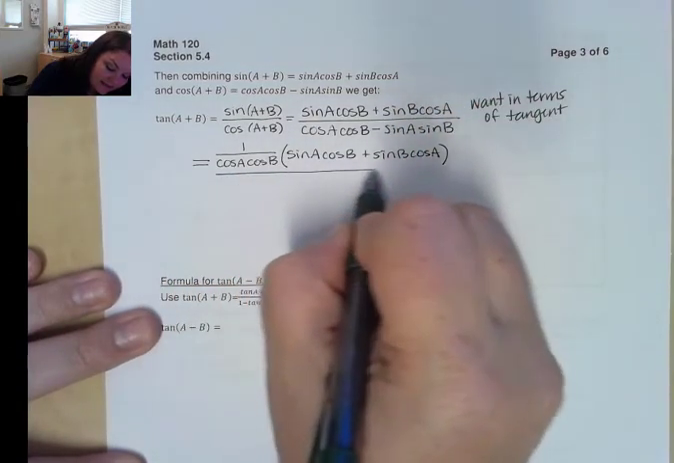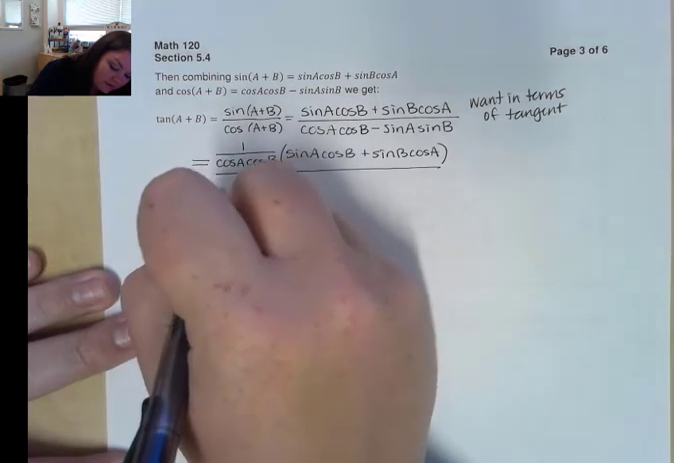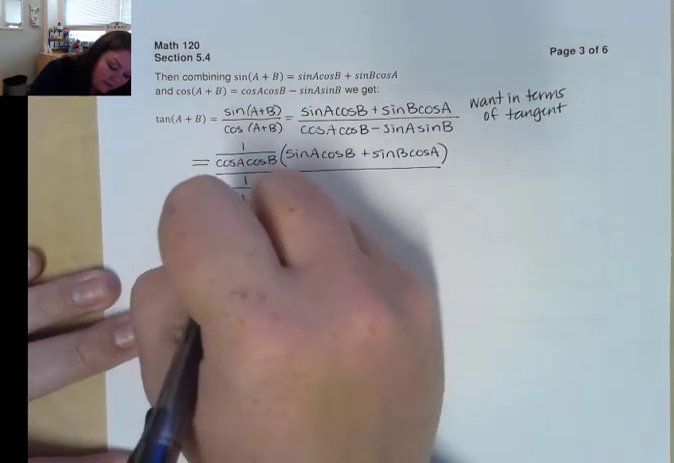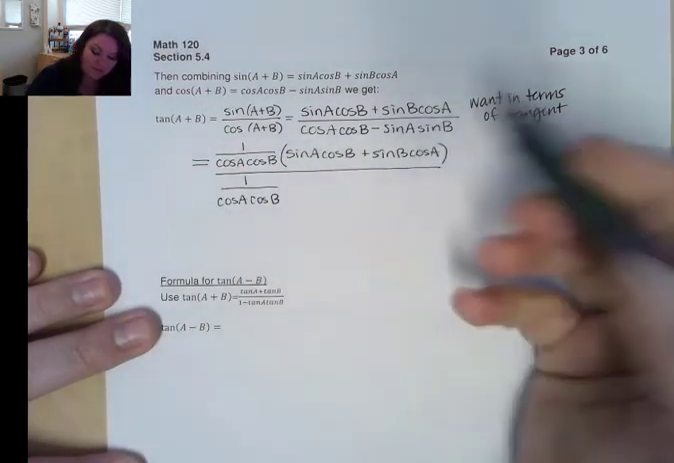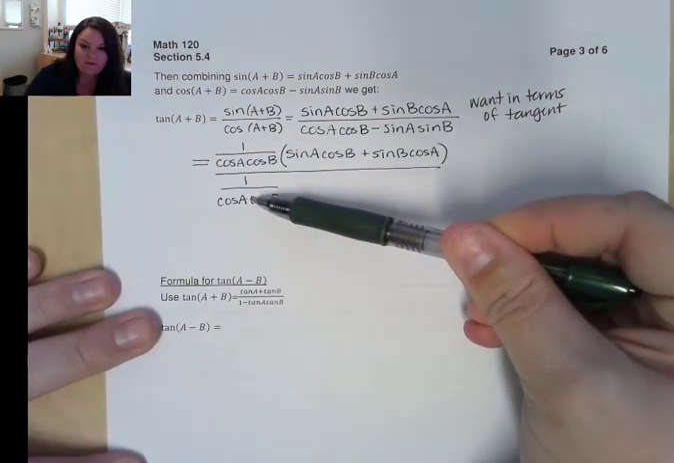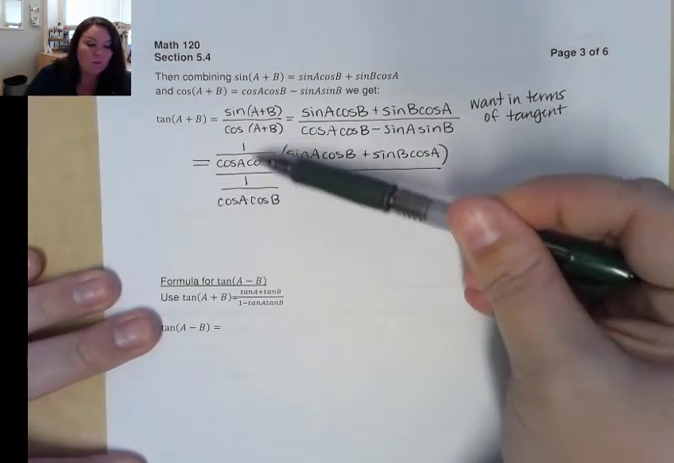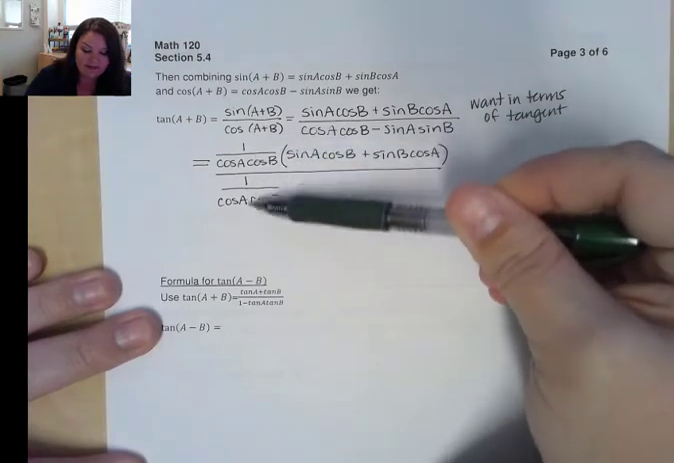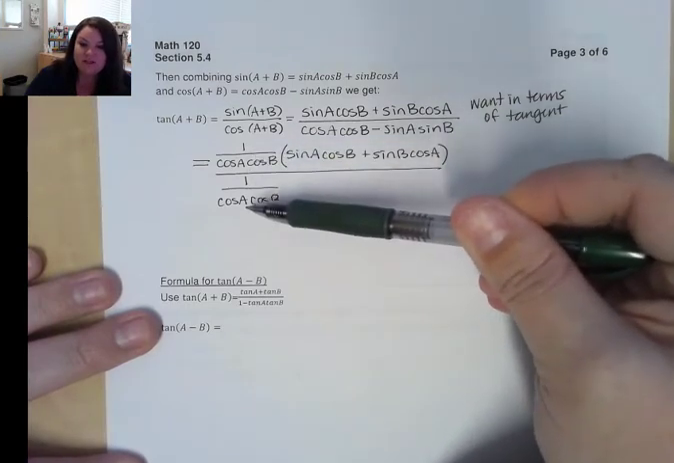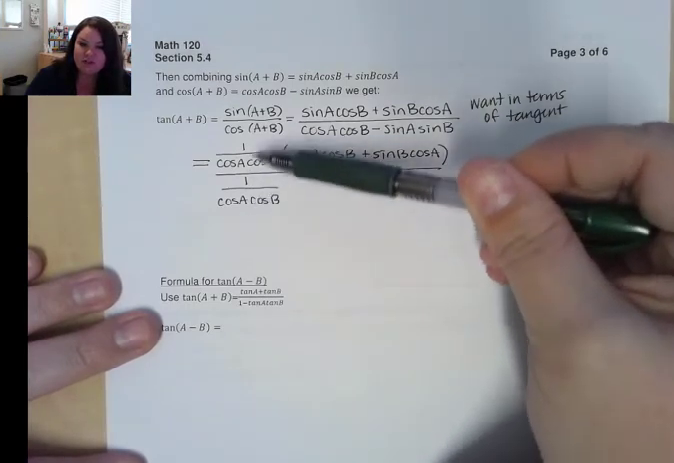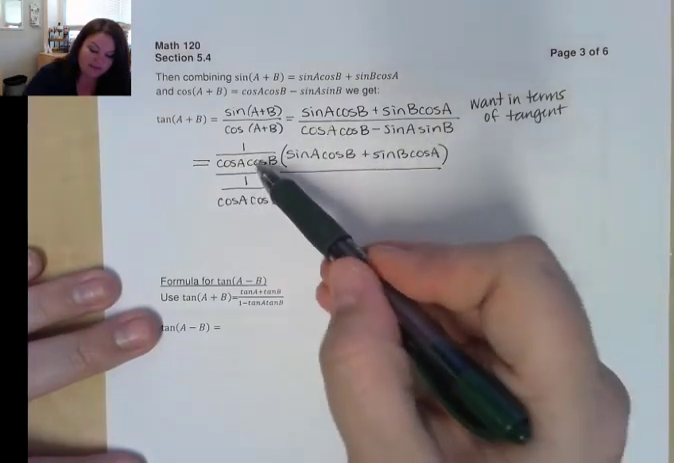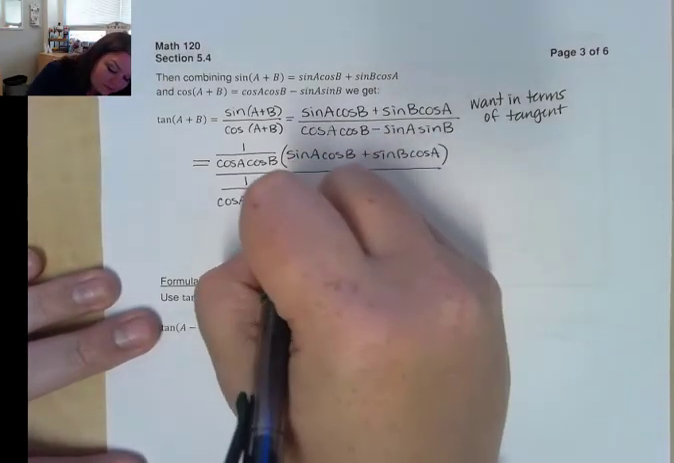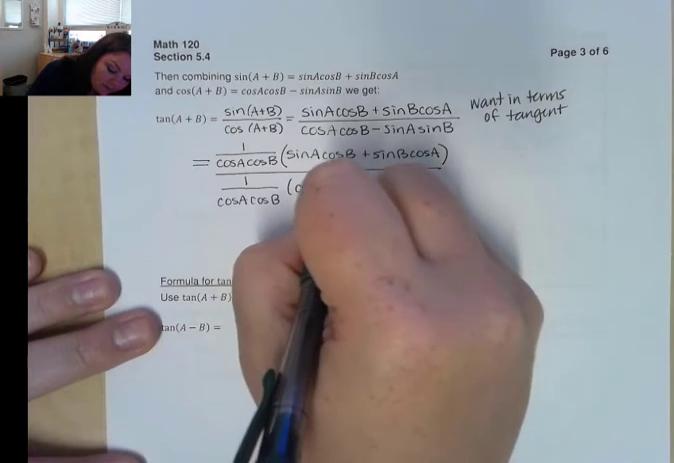And I'm going to do the same thing on the bottom. Because when I multiply by this, I have to multiply by a number over itself, or in other words, a form of 1, right? If I multiply by anything other than a form of 1, it changes the value. So I have to multiply by the same thing on top and bottom. So I'm just writing it out so you can see what I'm multiplying by.